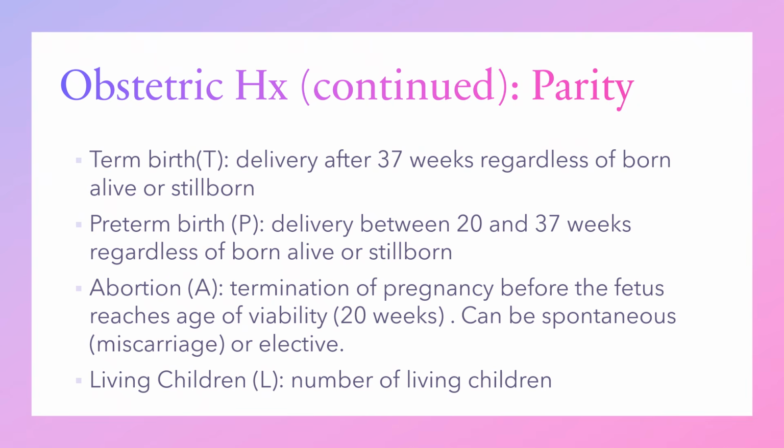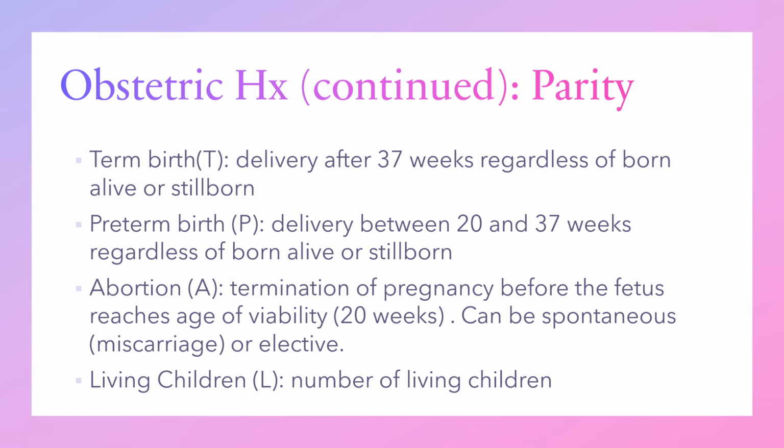So they usually say GTPAL. G is the gravidity, how many times they've been pregnant, counting that pregnancy, and then we have TPAL. T is for term birth. This is delivery after 37 weeks, regardless of born, alive, or stillborn. Preterm birth is P. This is the delivery of between 20 and 37 weeks, regardless of if they were born alive or stillborn.